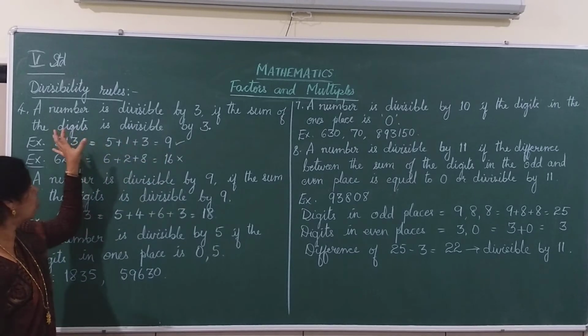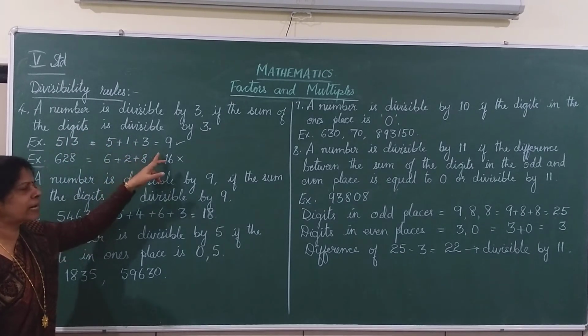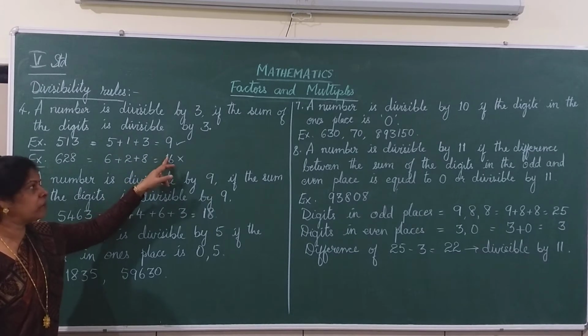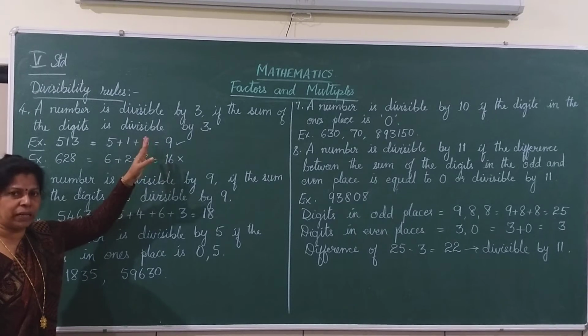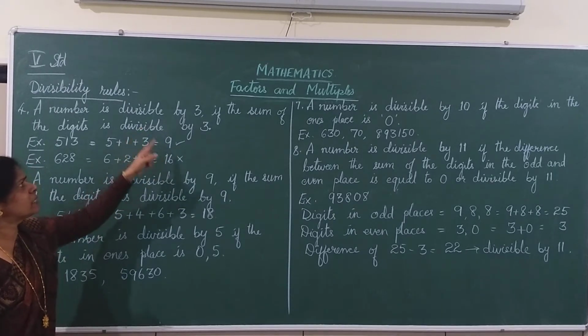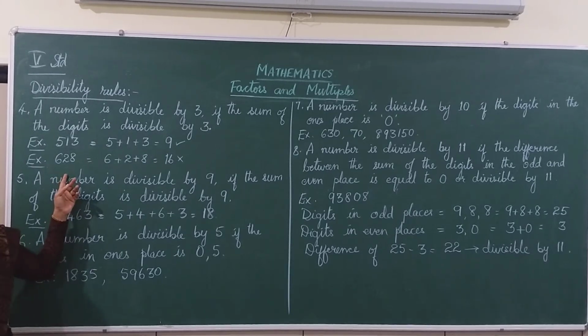So by adding the digits, you will get a number. That number should be divisible by 3. If it is divisible by 3 without any remainder, then it is divisible by 3. Got it? There is one more example you can see here.